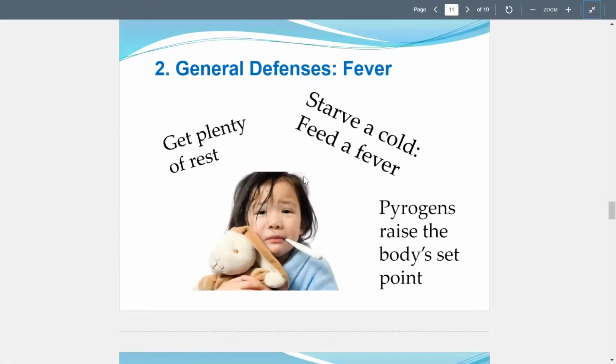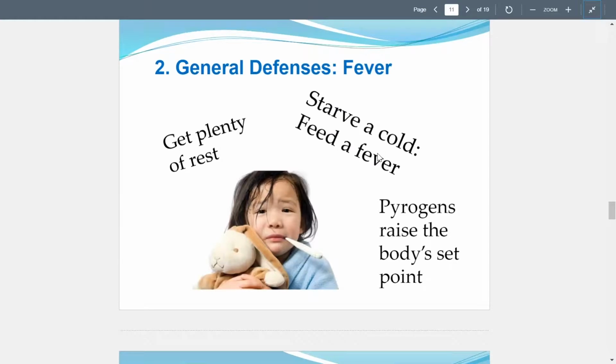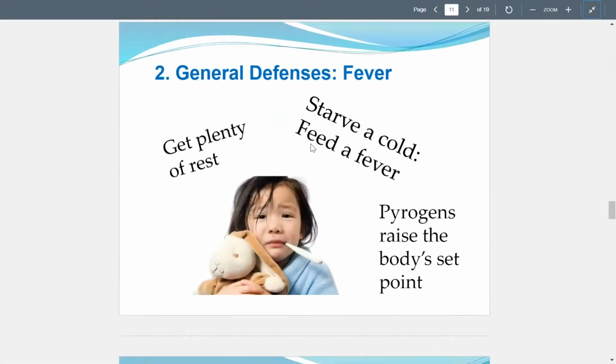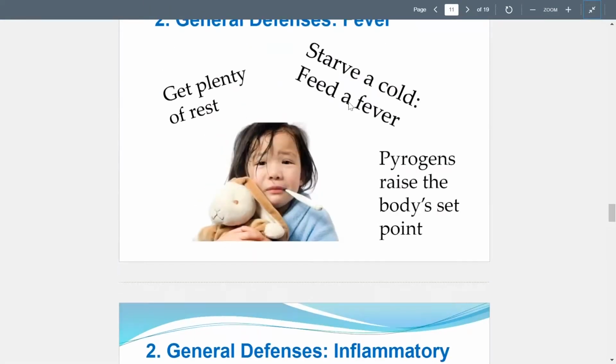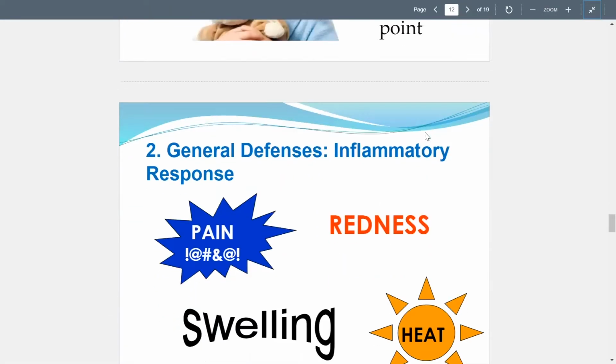So moving on, another general defense is a fever. What happens when you have a fever? Your body temperature increases, but why does it increase? It's because it's trying to burn off or kill off those bacteria, so your body heats up to burn it off. During a fever, you should get plenty of rest, feed your fever, and starve a cold.